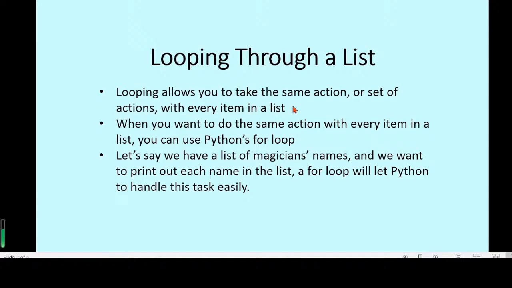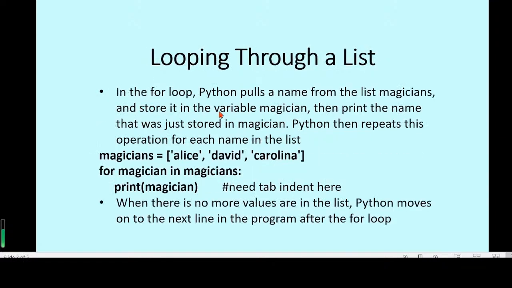Looping allows you to take the same action or set of actions with every item in a list. When you want to do the same action with every item in a list, you can use Python's for loop. Let's say we have a list of magicians' names, and we want to print out each name in the list. A for loop will let Python handle this task easily. In the for loop, Python pulls a name from the list magicians and stores it in the variable magician. Then print the name that was just stored in magician. Python then repeats this operation for each name in the list.